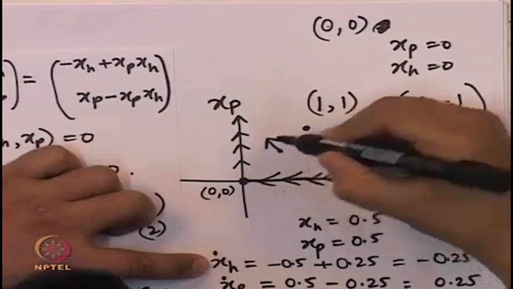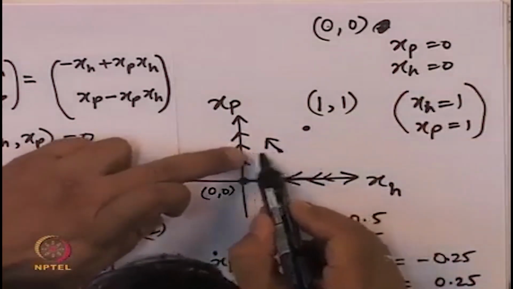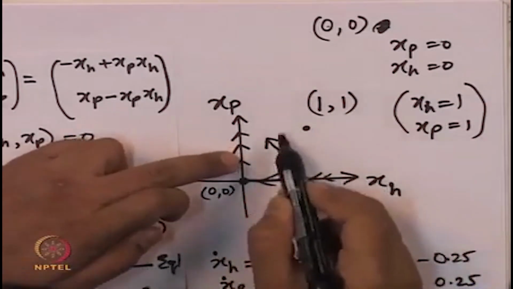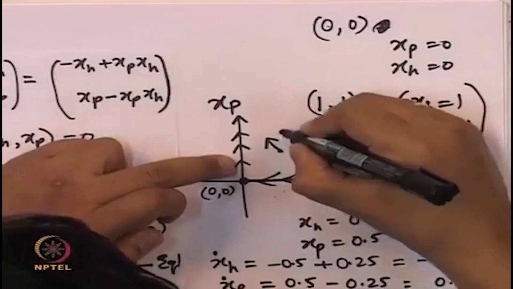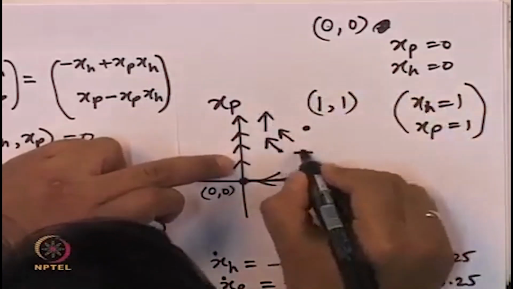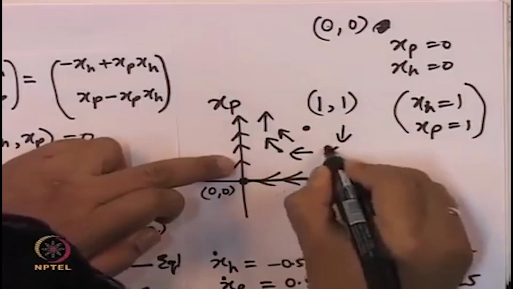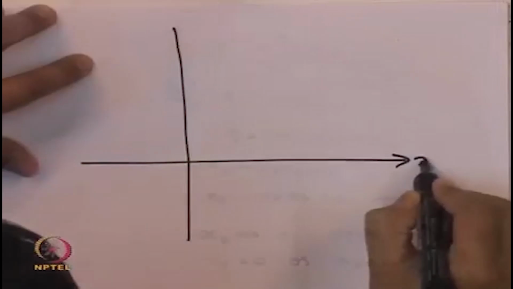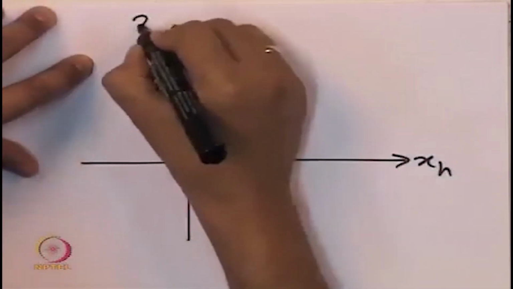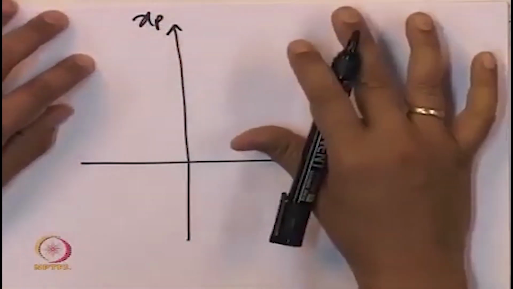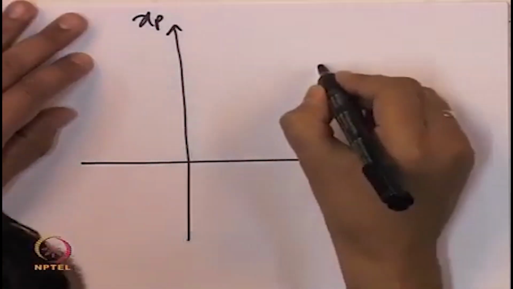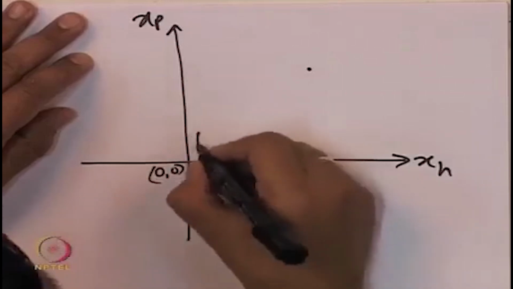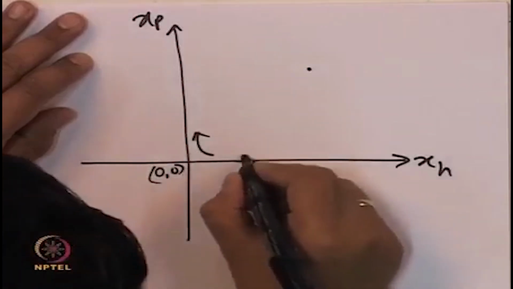So this is an arrow that looks like this, so that its xh component, the horizontal component, is decreasing, but the xp component is increasing. Like this we can draw arrows for all the points. One can check that this is how we get it. Let me draw a bigger figure. Only the first quadrant is reasonable because the populations don't become negative. So this is the point (1, 1), this is (0, 0).